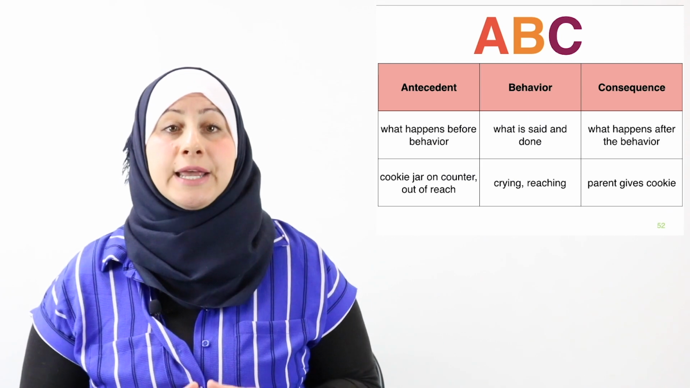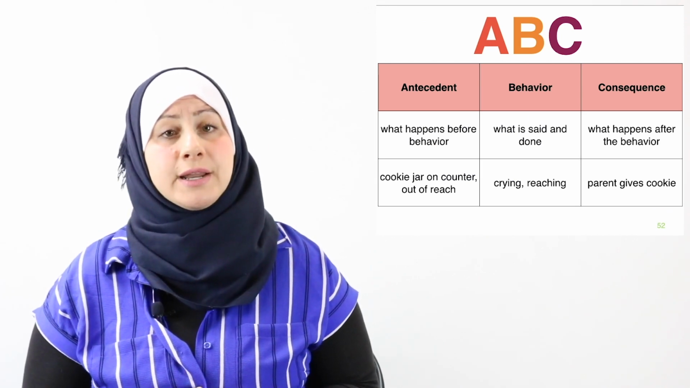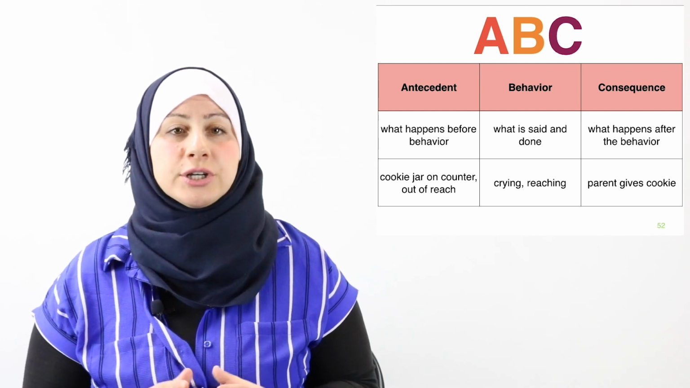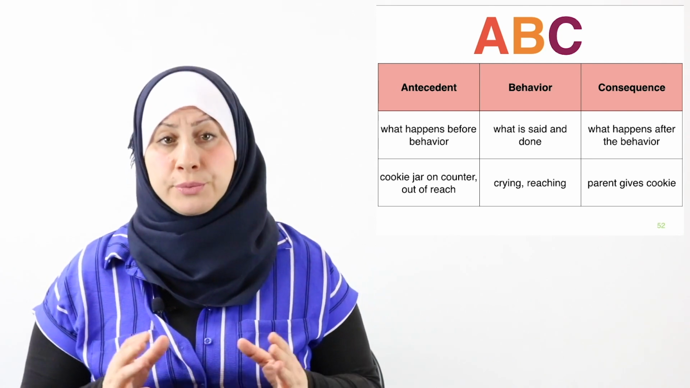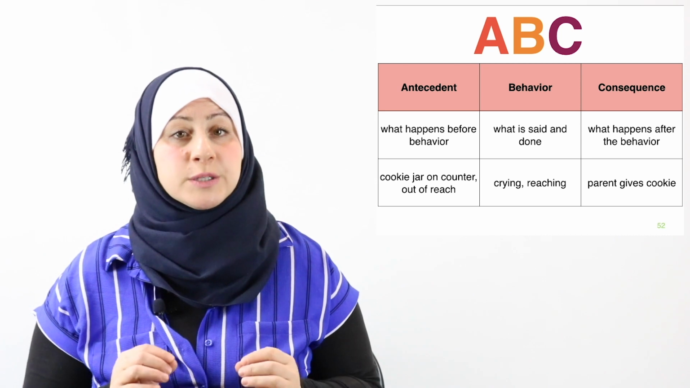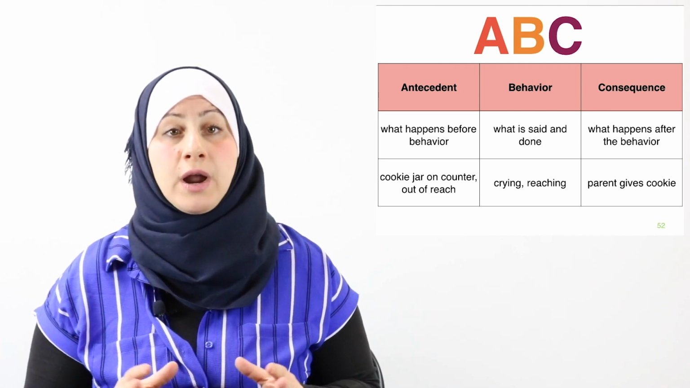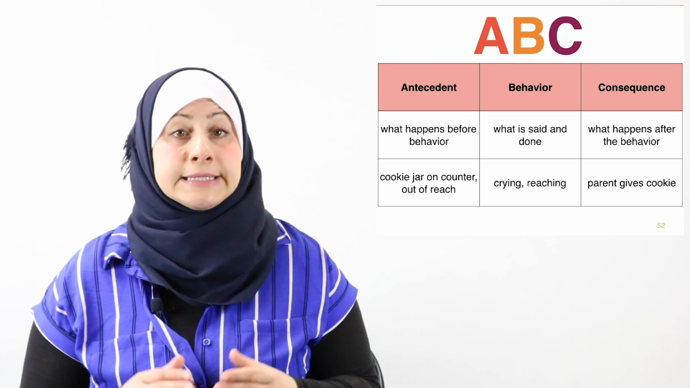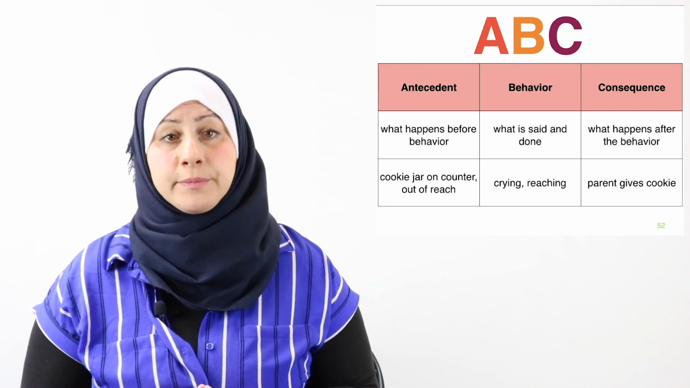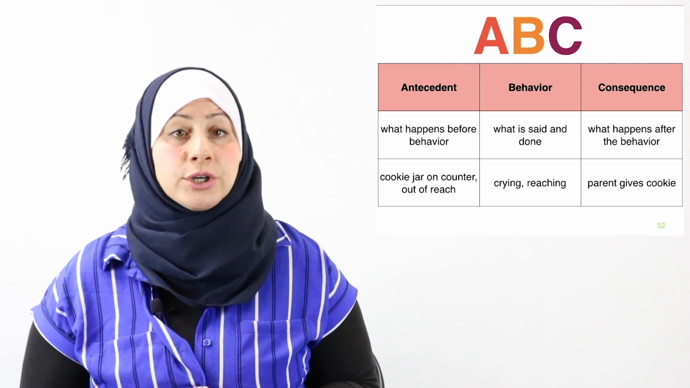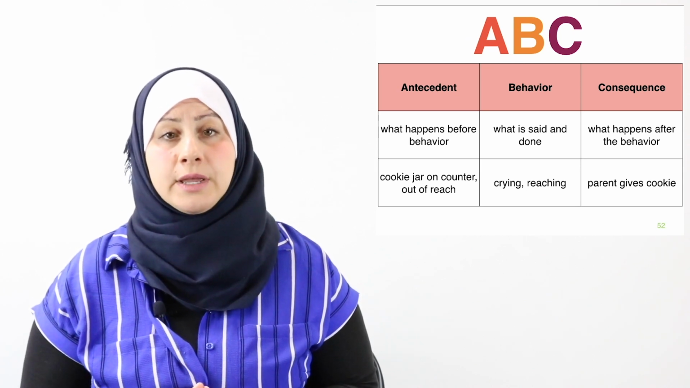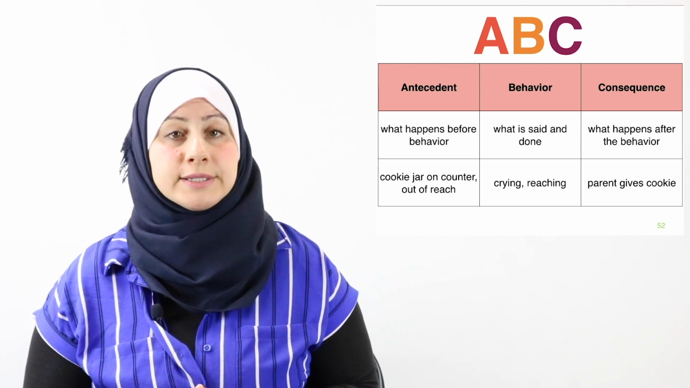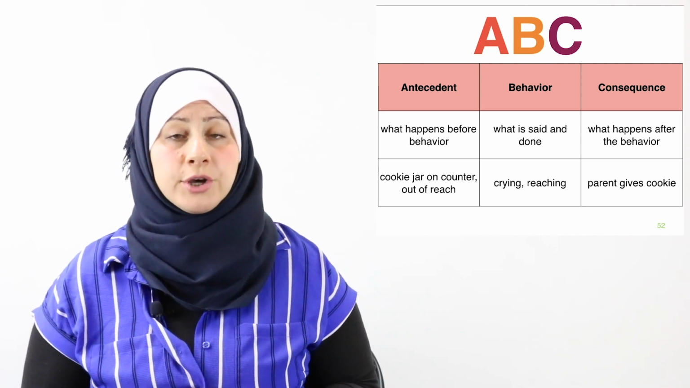Let's look at this in a visual way to help you understand the ABCs of behavior analysis. Imagine a cookie jar on the counter. The 3-year-old walks over, spots the cookie jar, and begins crying and reaching for it. Her mom hears the crying, sees her reaching, and gives her a cookie. The antecedent is the cookie jar on the counter. The behavior is crying and reaching, and the consequence is her mom giving her a cookie.